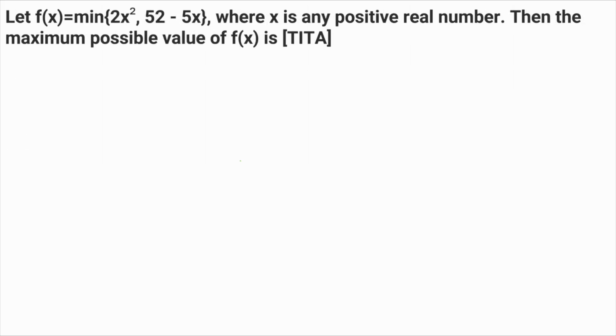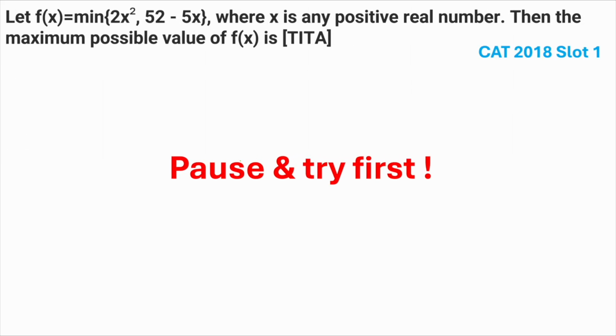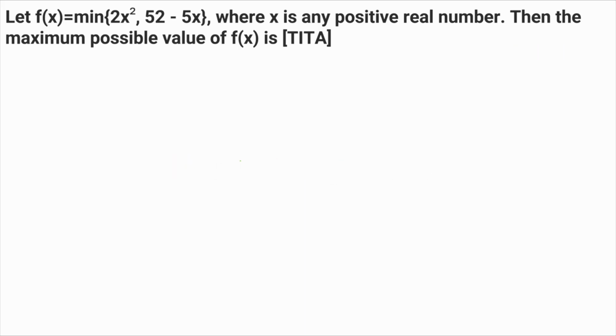Hi guys, let's look at the next question from CAT 2018, the first lot. Don't forget to pause the video and try it once before you look at the solution. Right, so the question reads, if f of x is equal to minimum of 2x square comma 52 minus 5x, where x is any positive real number, then the maximum possible value of f of x is. Type in the answer question.